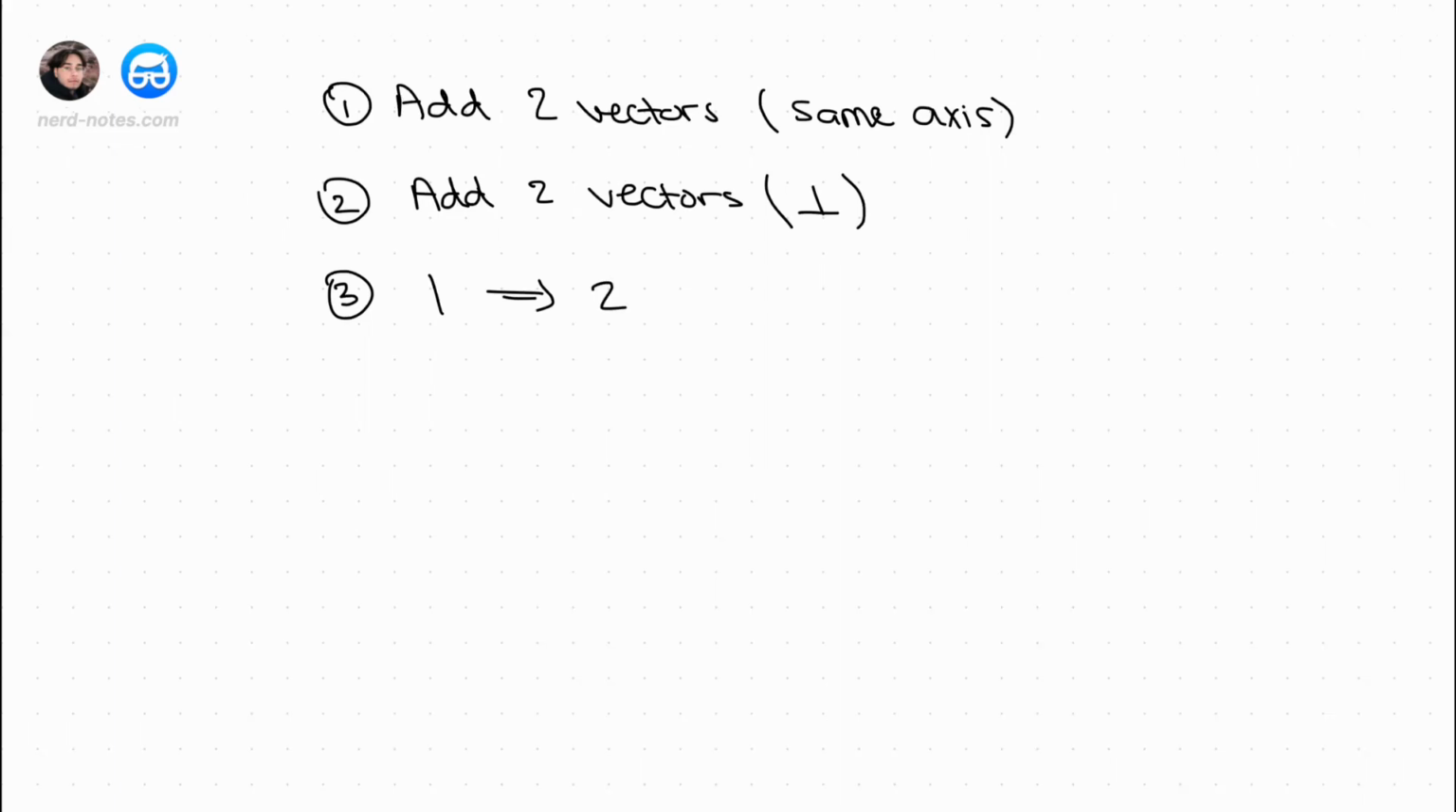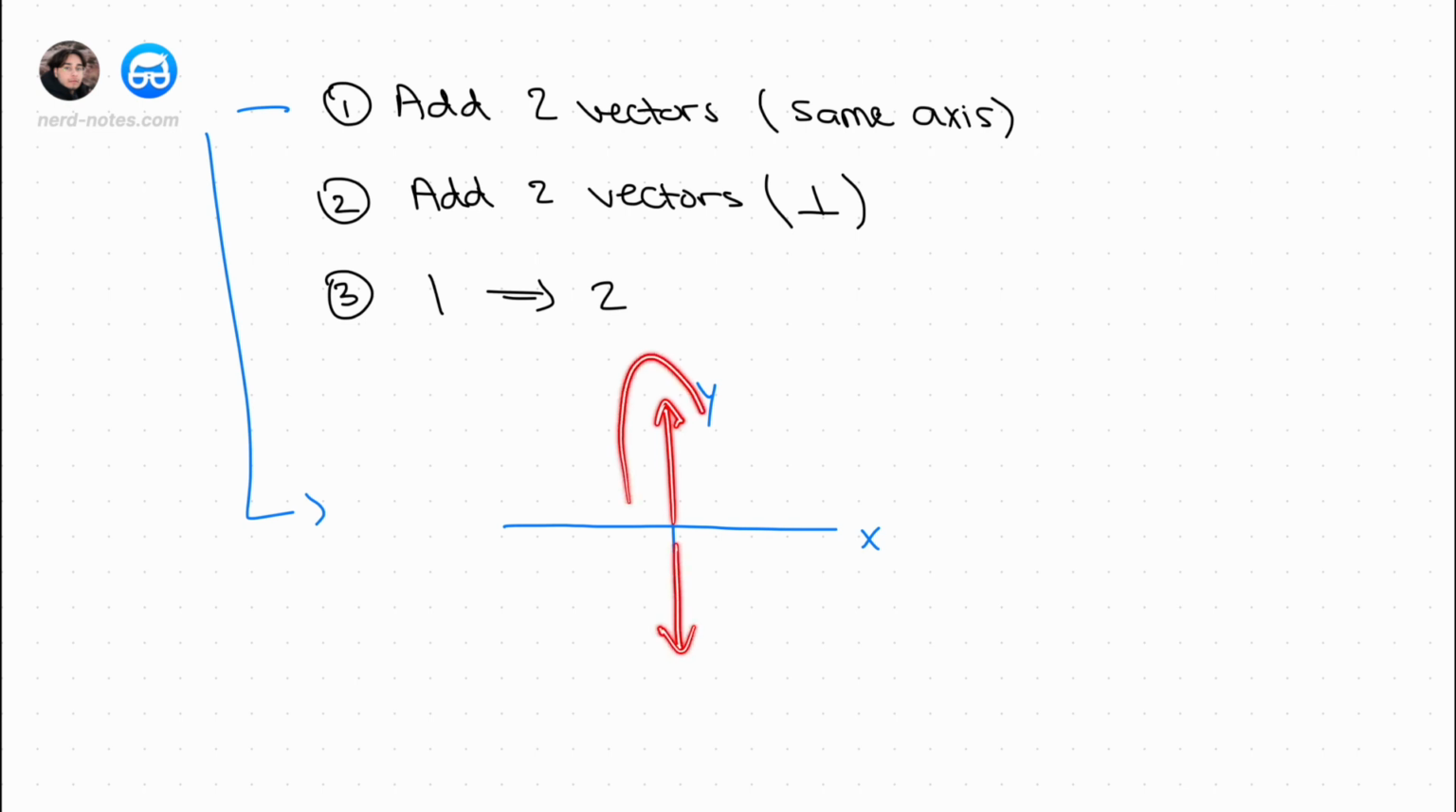Let's start with number one. Okay, so for number one, how do we add two vectors along the same axis? And so again, when I mean the same axis, I'm really referring to the coordinate system here. And I'm referring to either the x-axis here or the y-axis. Okay, and so again, if you have two vectors along the same axis, so let's just say we have one vector here and another vector here. Okay, these two are along the same axis.